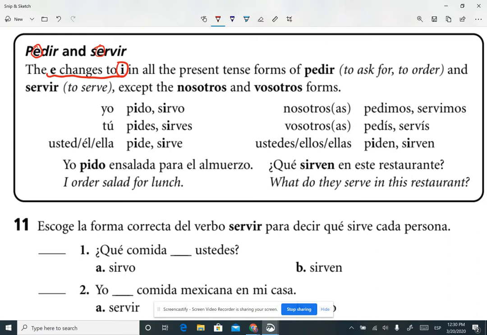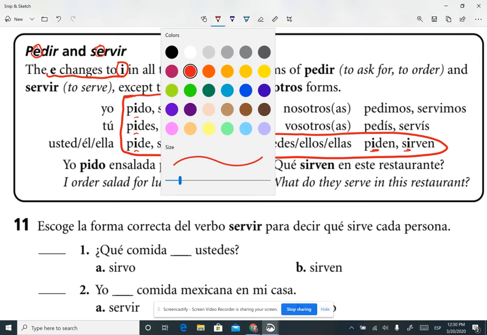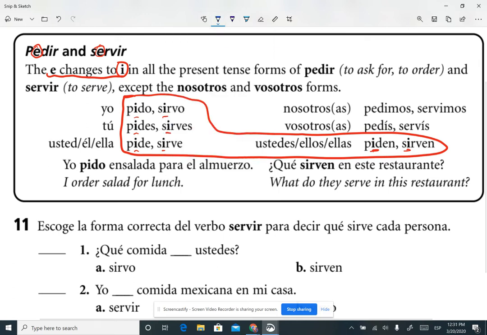Now, remember with all the stem changing verbs in the present tense, we don't always change them. So we refer to these as boot verbs, because these guys right here, if you look, those E's are changed to I's in all of these cases, both for pedir and servir. But if you look up here at the we form and the vosotros form, nosotros and vosotros, the E stays, right? So we just have to remember that the we form and the vosotros form do not change.